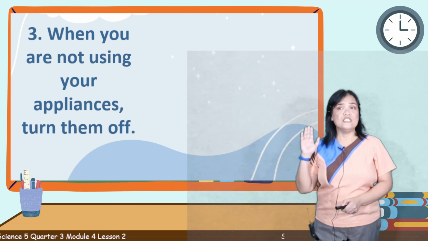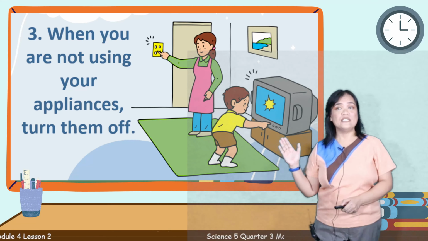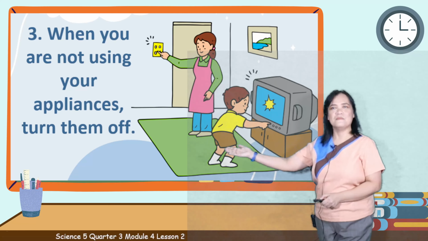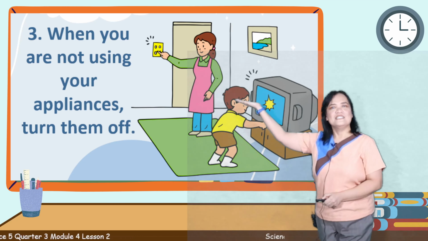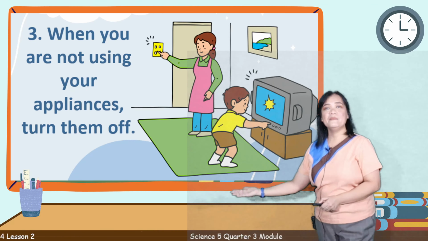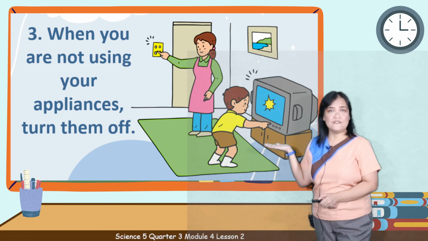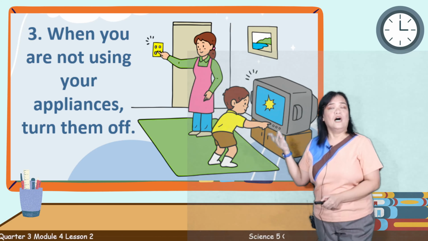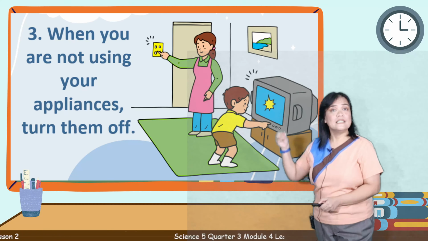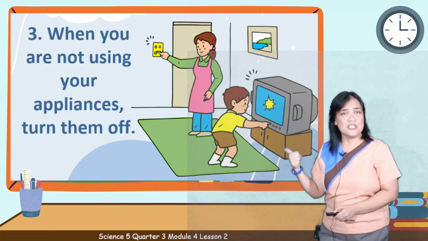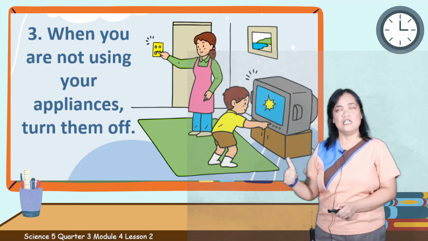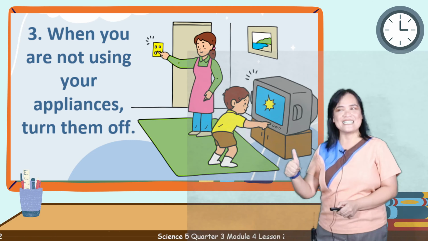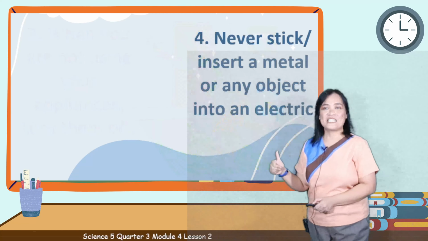The next one, when you are not using your appliances, turn them off. So, Mommy switches off the light, and the boy turns off the TV. So, that's a good practice. Don't ever leave the room, your house or your home, with everything turned on. Save energy and keep yourself safe. Go, unplug for safety and saving, okay? You are saving.